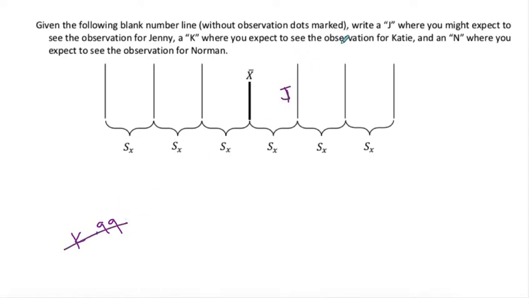And then Katie was 2.14. So we're going to go 1 standard deviation, 2 standard deviations, and put K here. And then we have poor Norman. He did 1 standard deviation and almost half below the average.